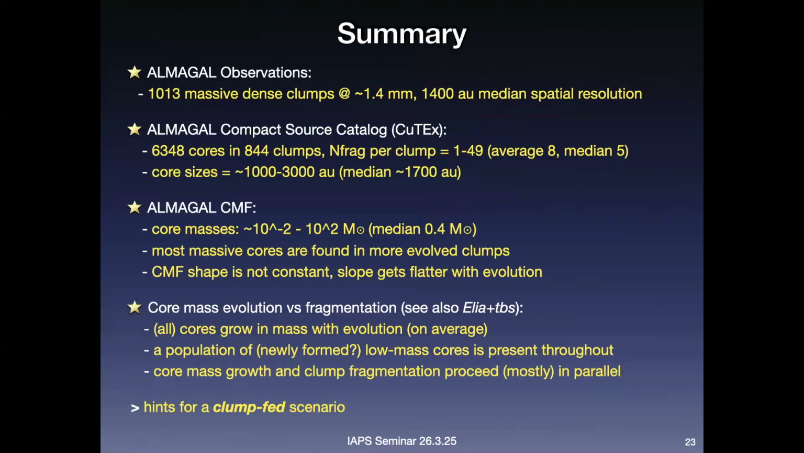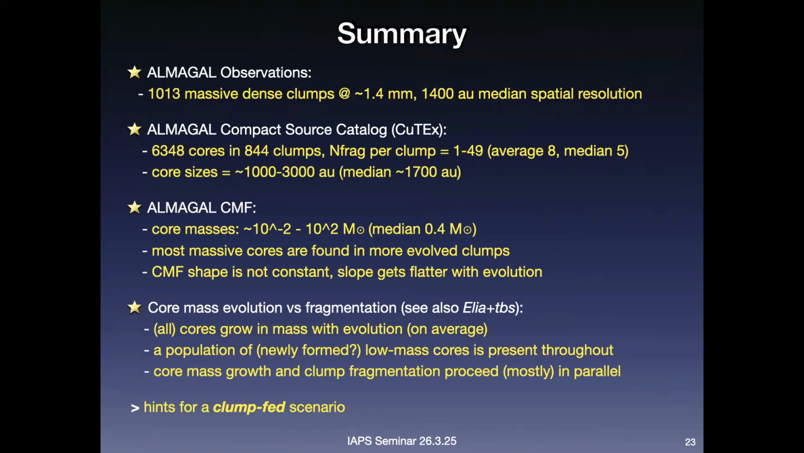Just a very brief summary. We have a very wide, significant sample of clamps within ALMAGAL, observed at high resolution. We have very high statistics in the extracted COMPASS catalog, where we reveal very different fragmentation patterns, and we also characterize a variety of physical parameters, with core masses spanning more than 4 orders of magnitude.